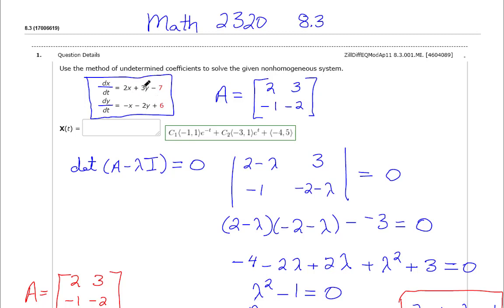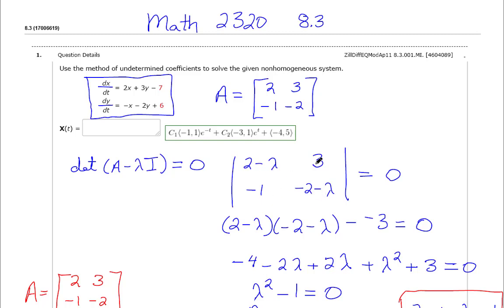We take the part that is the matrix, so 2, 3, minus 1, minus 2. We look for the eigenvalues. So I look for the determinant of A minus lambda I equals 0. And so that's what we did here.